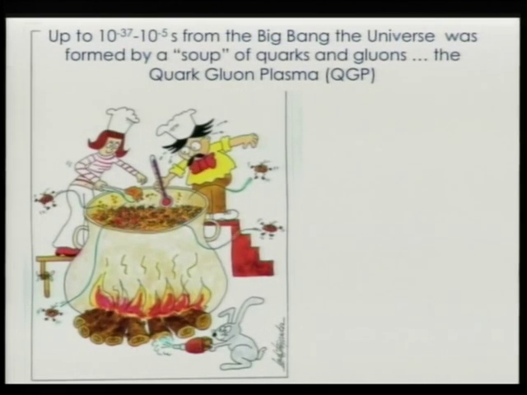So, and this is the Quark Gluon Plasma. It's a kind of soup that we understood was at the origin of the universe. So the early universe was a kind of soup of quarks and gluons, a state of matter called plasma.